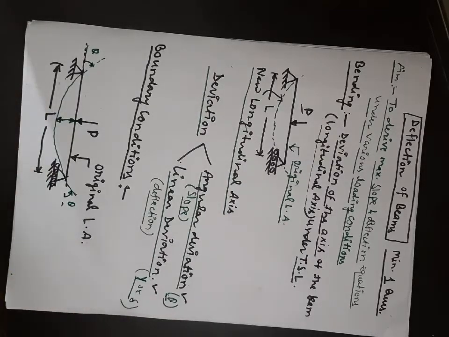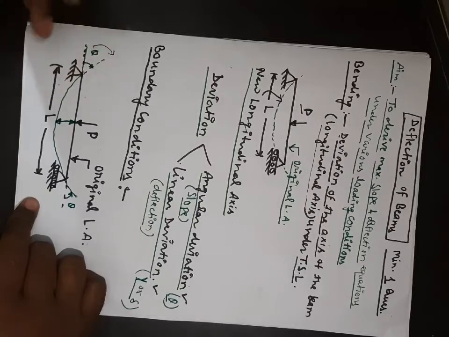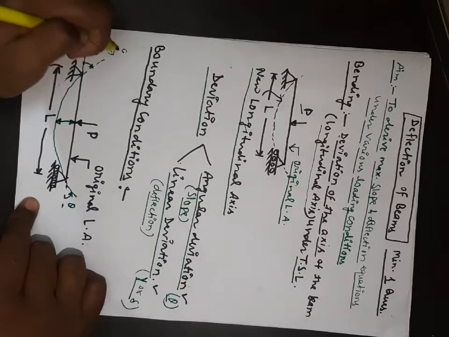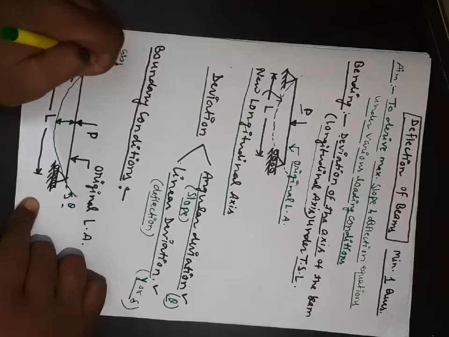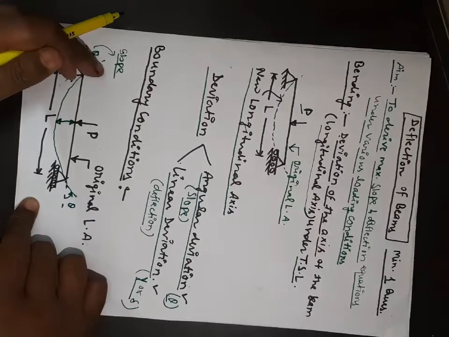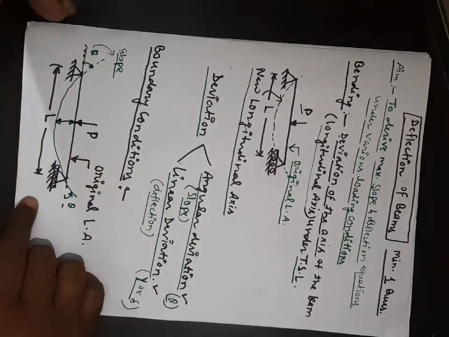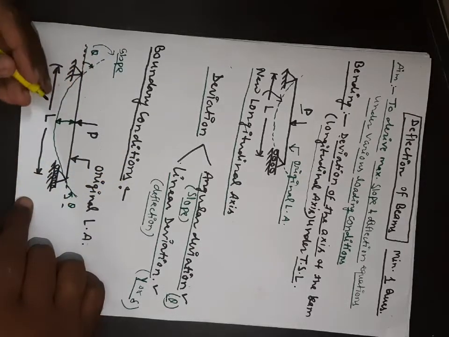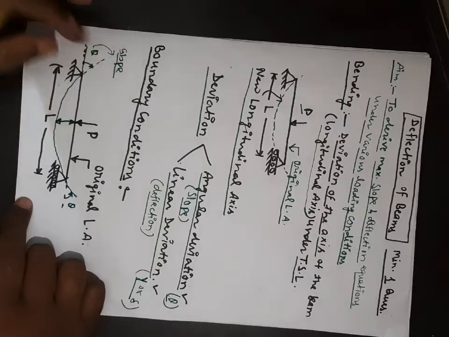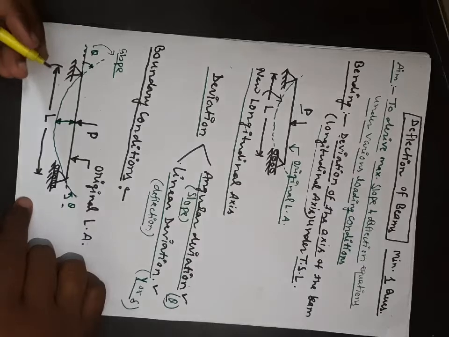So what is this theta representing, friends? This theta is our slope. At one end, if the direction of slope is clockwise, at the other end the direction of slope will be anti-clockwise. In both cases, the magnitude will remain the same. The sign will represent either clockwise or anti-clockwise slope.